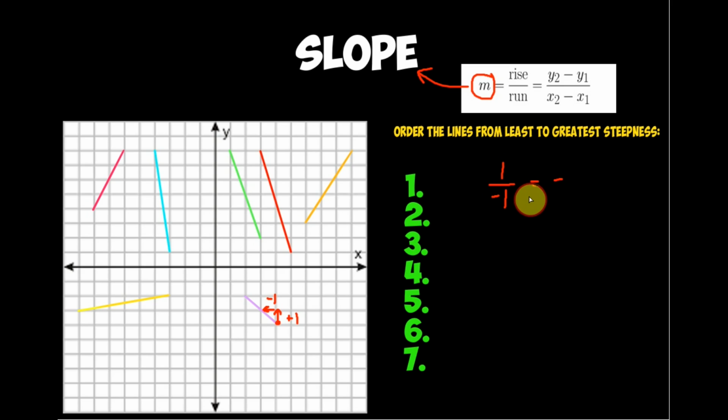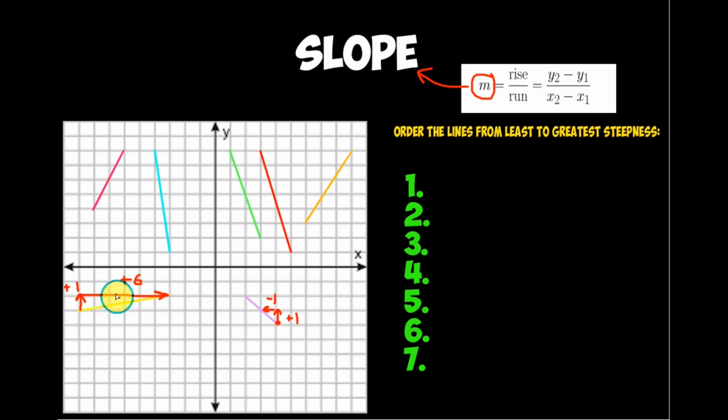Okay, so now let's identify this one right here. For this, we go up 1, so we go up +1, and then we go right 6. You can count that if you want. We go right 6, so this is all positive, and we can write our rise as 1 because we went up 1, and then we went right 6. So that's 1/6. Our slope is 1/6. That's less than this slope of 1, so we automatically know that this is less steep than this.